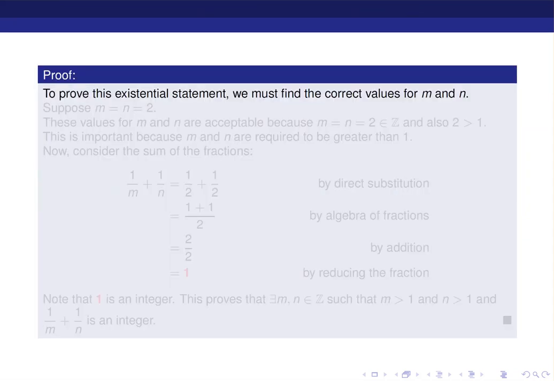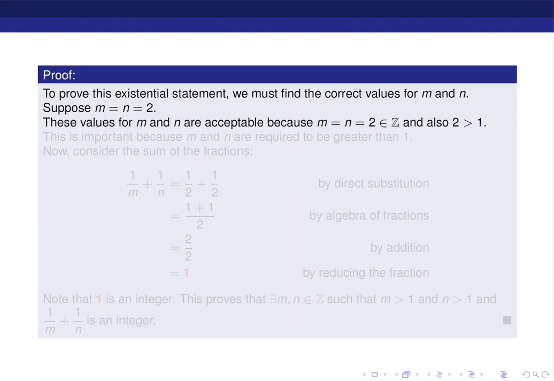And to prove it, all I have to do is write the word proof at the very beginning to indicate that this is the beginning of the proof, and find the correct values of m and n to make the existential true. And in this case, I'm going to pick m and n to be the number 2. Now, next, what I have to do is say why these numbers are acceptable.